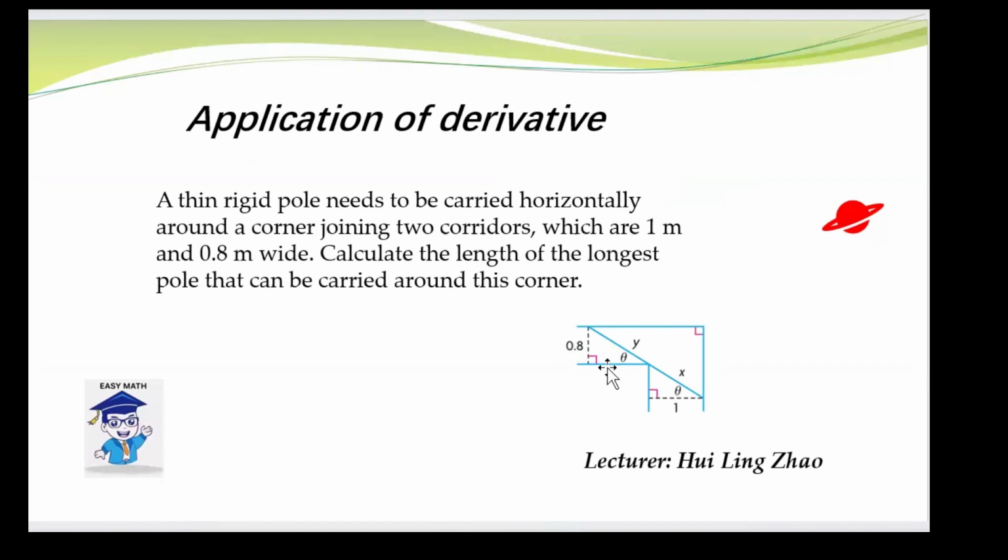As the graph shows, a thin rigid pole needs to be carried horizontally around the corner joining two corridors, which are 1 meter and 0.8 meter wide. Calculate the length of the longest pole that can be carried around this corner. As the graph shows, next I will explain in detail.